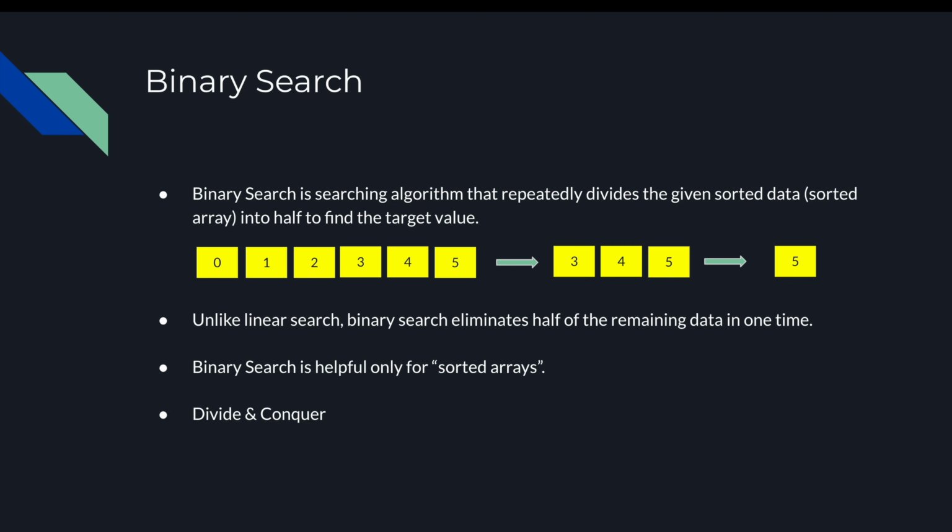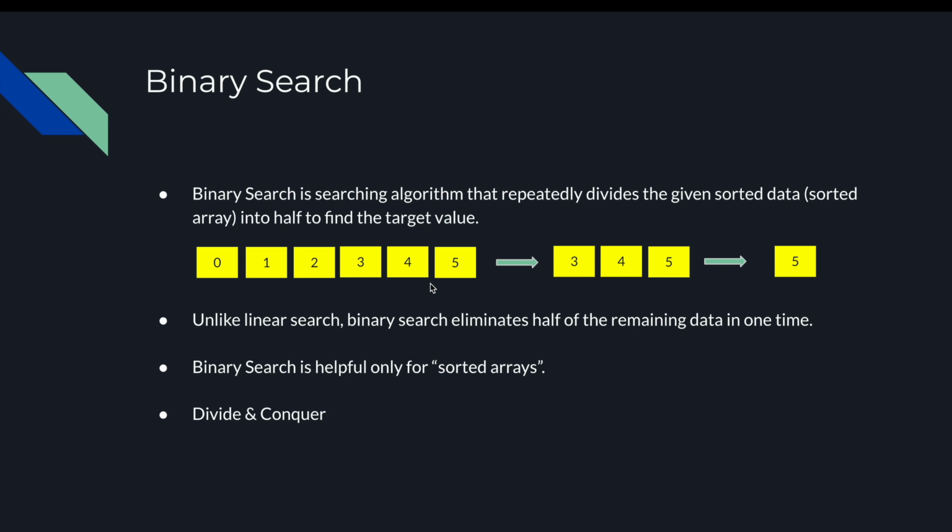Unlike linear search, binary search eliminates half of the remaining data in one time. In linear search, you have to compare your target value with each and every element of the given array, right? If you have to find 5 in this array using linear search, you have to compare it with every other element until you find it. But in binary search, you will be eliminating the irrelevant data every time and only compare it with the relevant data. Always remember, binary search is helpful only for sorted arrays or sorted data.